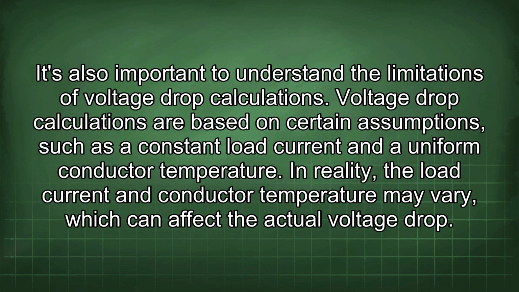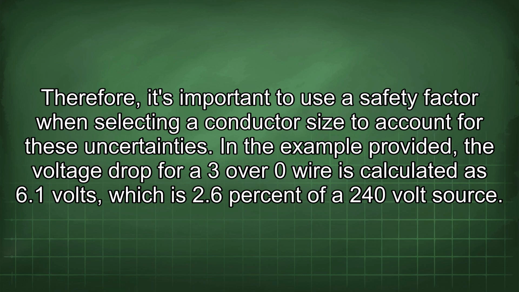It's also important to understand the limitations of voltage drop calculations. Voltage drop calculations are based on certain assumptions, such as a constant load current and a uniform conductor temperature. In reality, the load current and conductor temperature may vary, which can affect the actual voltage drop. Therefore, it's important to use a safety factor when selecting a conductor size to account for these uncertainties.